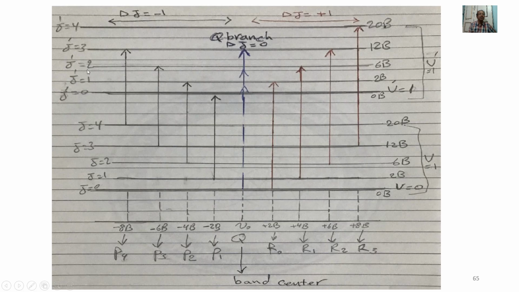And as I said earlier, at the center we have the selection rule del J equals 0. This is for the Q branch, and this is nothing but your band center or band origin. The difference between these is nothing but 2B, here also 2B. The difference between the first P1 and R0 is nothing but 4B.